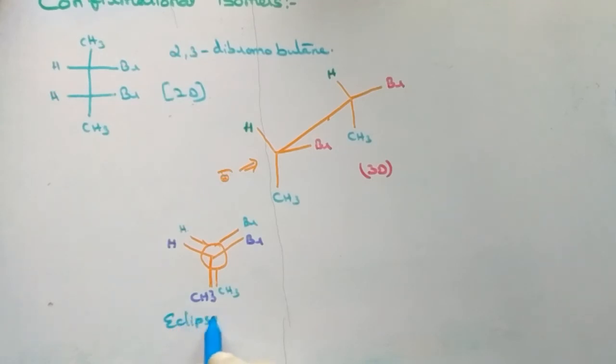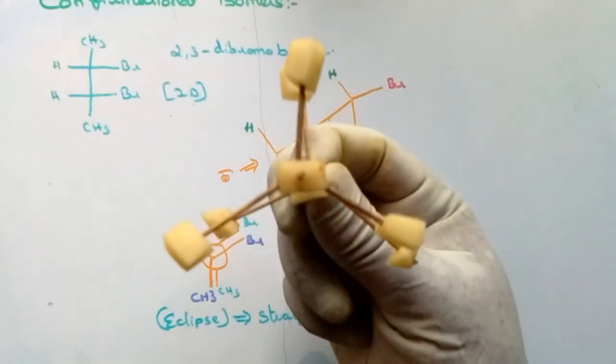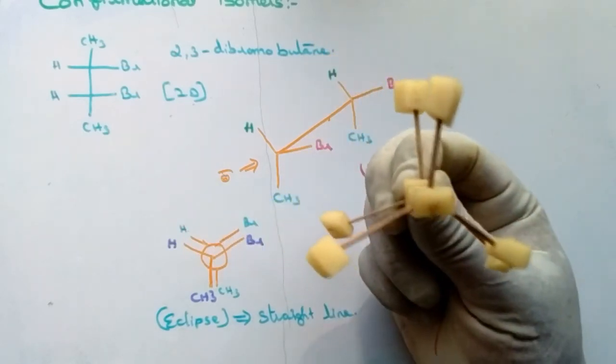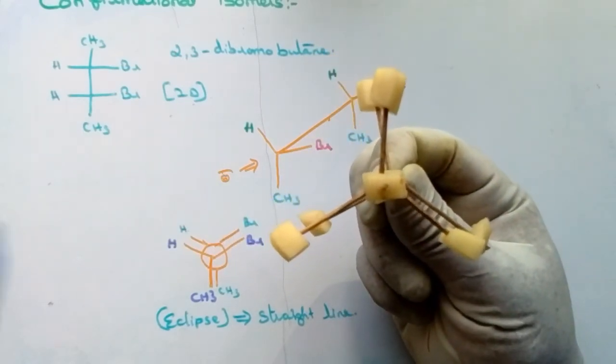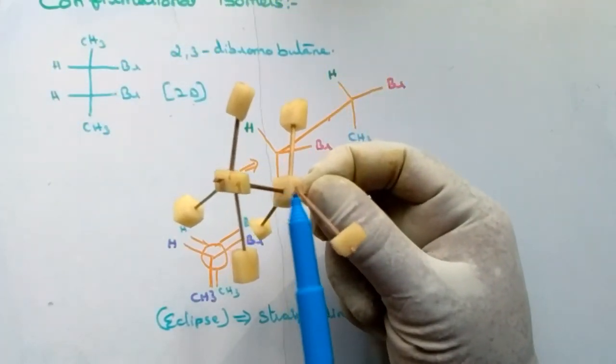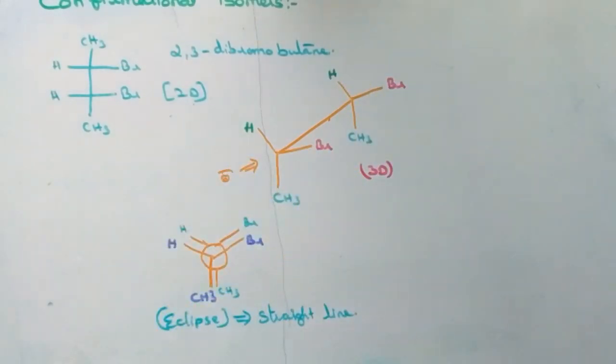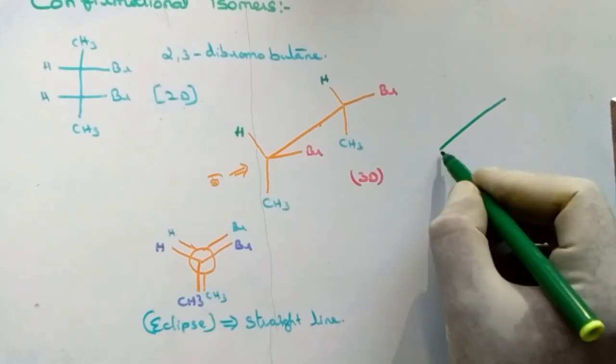And these groups are in a straight line to each other. So this type of isomers are called eclipsed form isomers. Eclipsed in the sense that the groups will be in a straight line to each other. In 3-dimensional, the compound will look like this only. See, all the groups are in a straight line to each other, and this bond is invisible while we are looking from this side. So this type of conformers are called eclipsed form conformers.